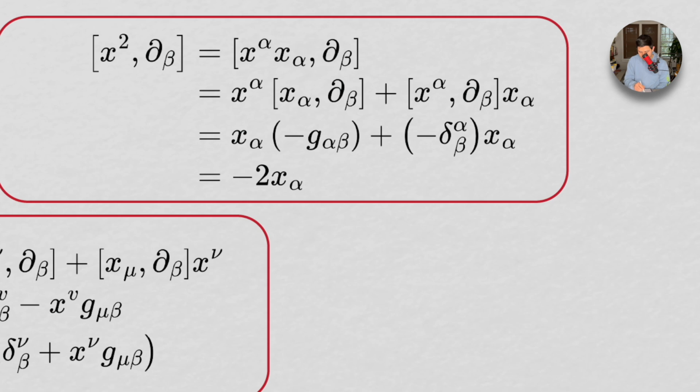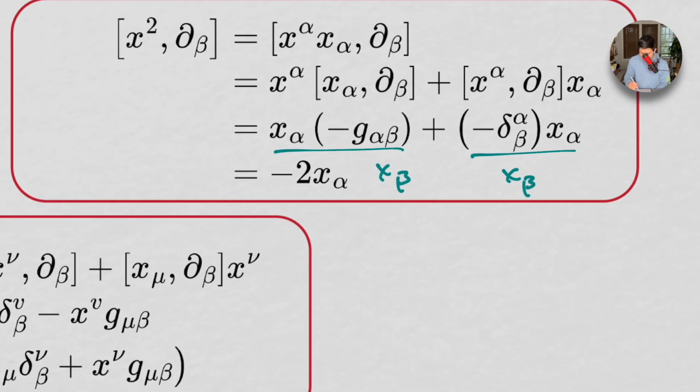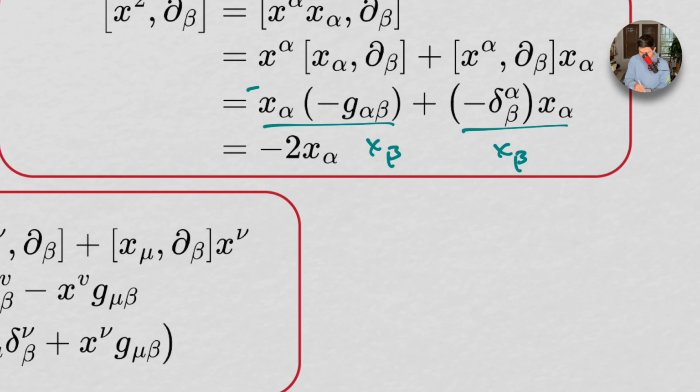right. So this guy here is going to be x beta, right? This guy here, we sum over alpha, so that's going to be x beta as well. And so that should be a minus sign, so it's going to be 2x alpha. I think it should be a beta, right? That should be a beta.